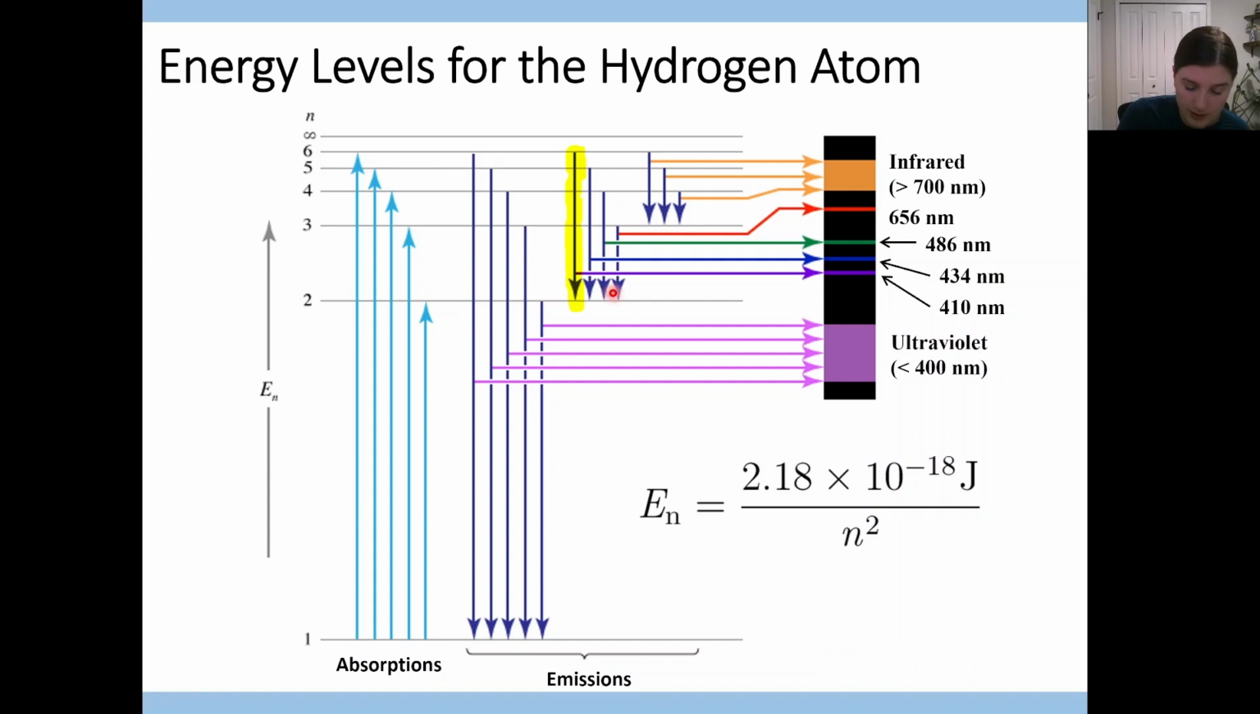And then we can follow the rest of these arrows to see where the different energy changes are appearing on an emission spectrum. So this is the emission spectrum for hydrogen.